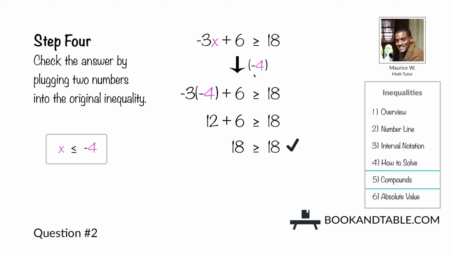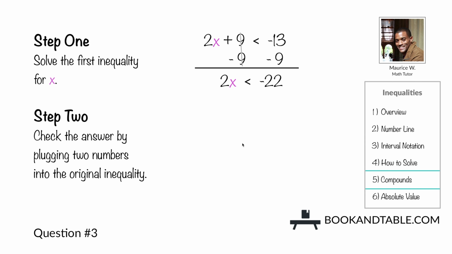So when we plug in negative 4 for x, we get negative 3 times negative 4, which is positive 12. 12 plus 6 is 18. And 18 is greater than or equal to 18. And then when we plug in negative 3, negative 3 times negative 3 is 9. 9 plus 6 is 15, leaving us with the false statement, 15 is greater than or equal to 18. So we did confirm that this is the correct answer to the second part of question number 2. x is less than or equal to negative 4.